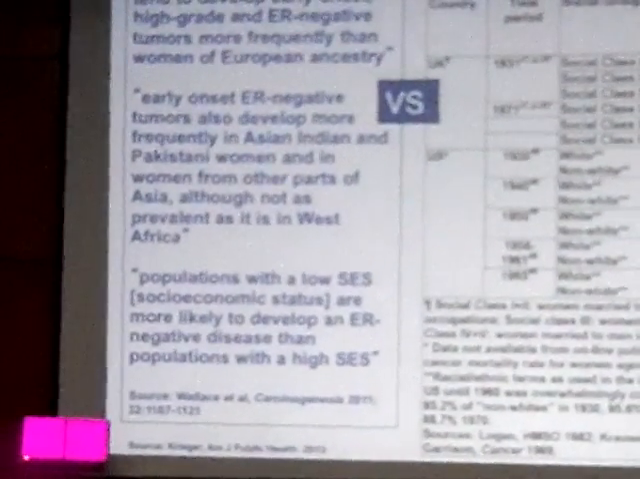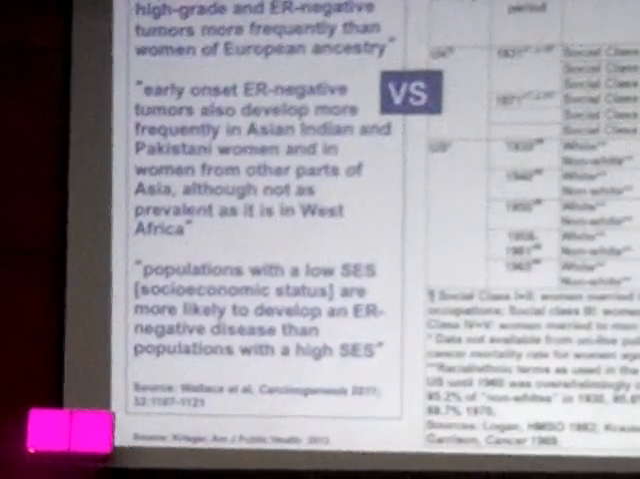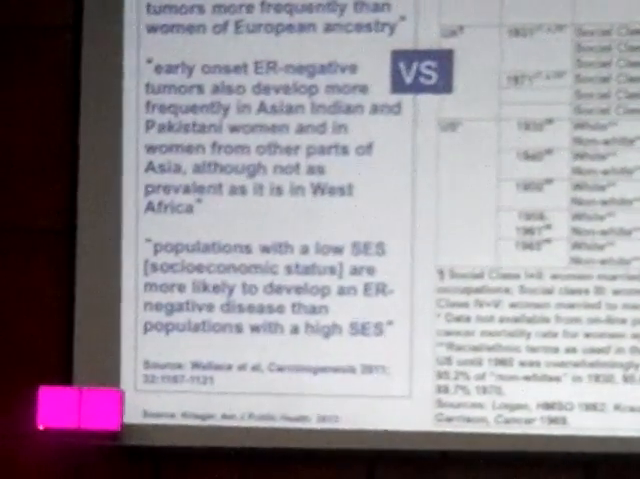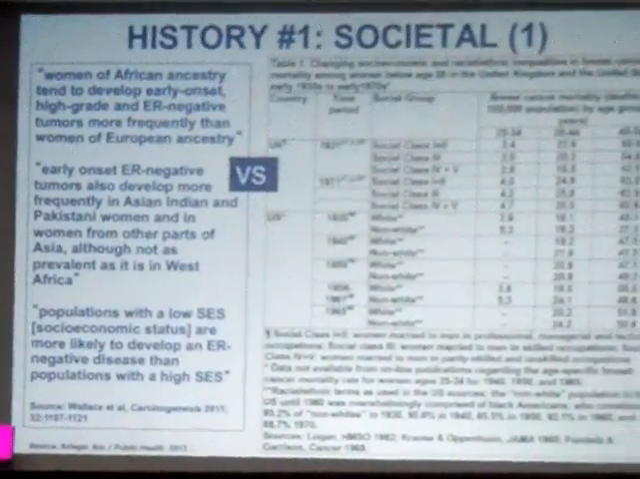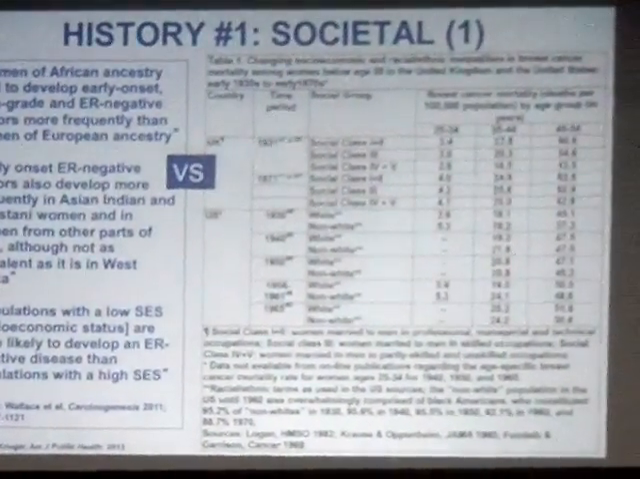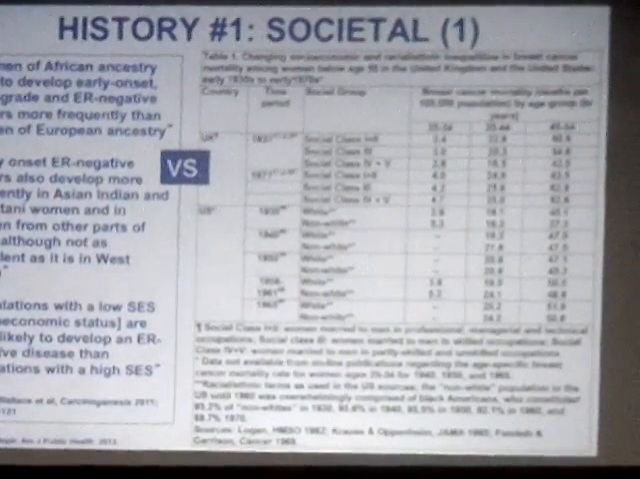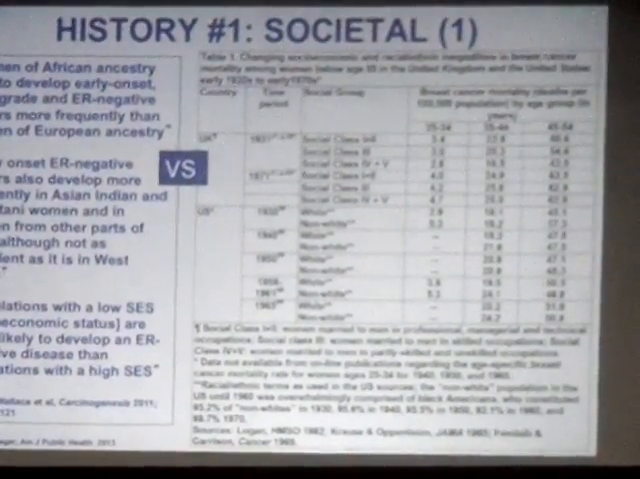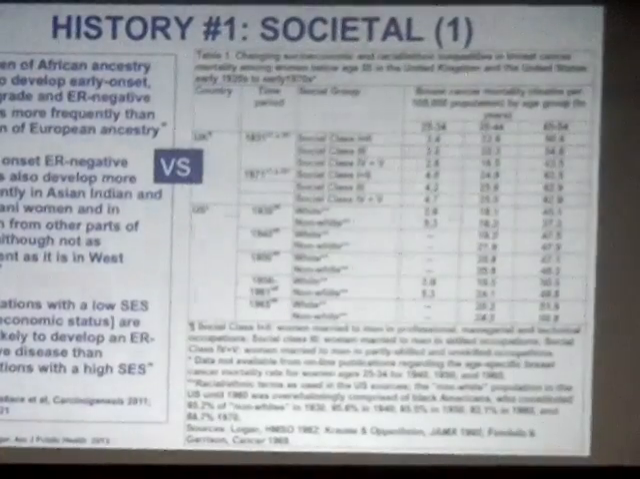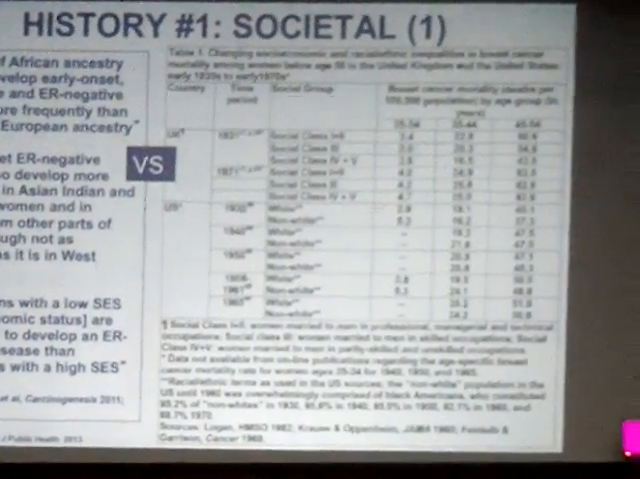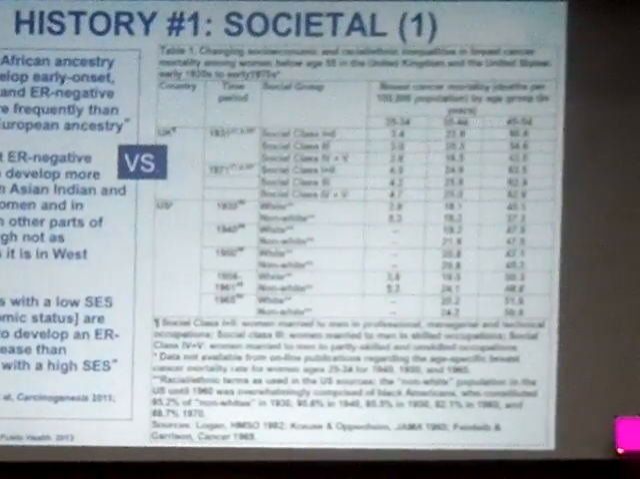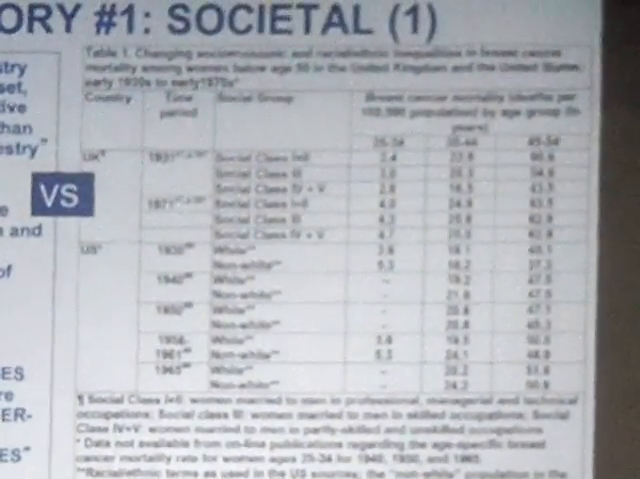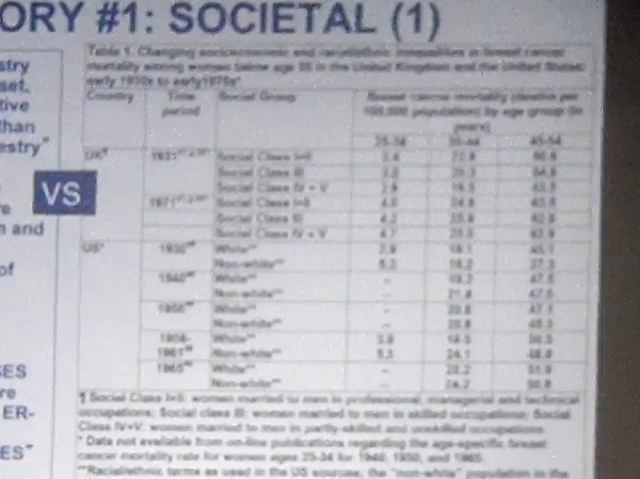And also, quote, populations with low socioeconomic status are more likely to develop an ER-negative disease than populations with a high SES. Also emphasized in the global literature, albeit based on incredibly scanty data given the lack of cancer registries in poorer countries, is the on-average younger age diagnosis associated with more aggressive ER-negative disease among women in what are called, quote-unquote, developing as compared to, quote-unquote, developed countries.